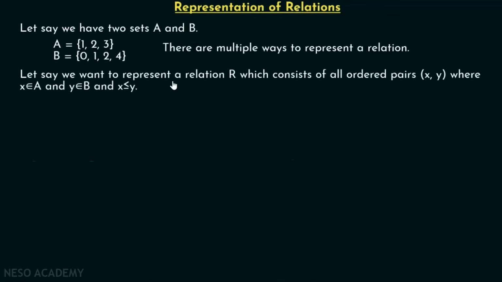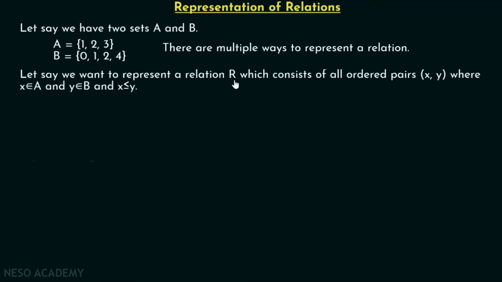Let's say we want to represent a relation R which consists of all ordered pairs x, y, where x belongs to A and y belongs to B, and x is less than or equal to y. We want to define a relation R which consists of all ordered pairs of this form x, y, where x belongs to set A and y belongs to set B. It must be well noted that x must be less than or equal to y. There are multiple methods to represent this relation R.